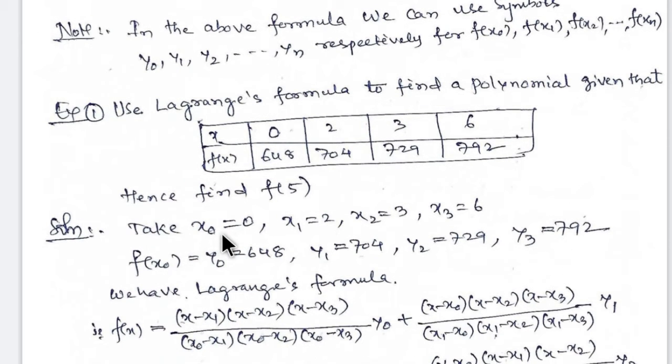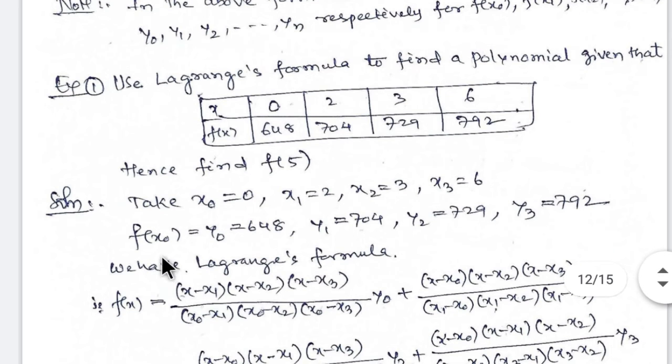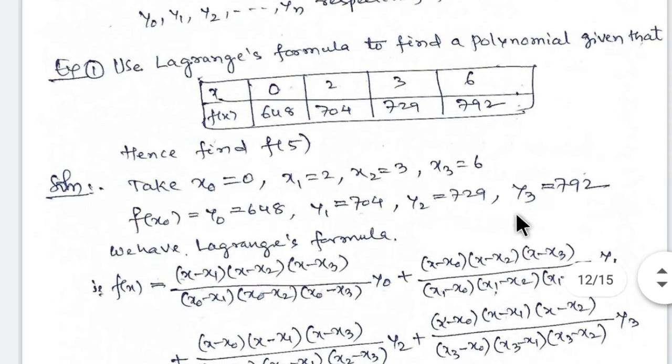So take x naught as 0, the first value; x1 equal to 2, the second value; x2 equal to 3, the third value; x3 is 6. Similarly, f of x naught or y naught equals 648, y1 is 704, y2 is 729, y3 is 792.